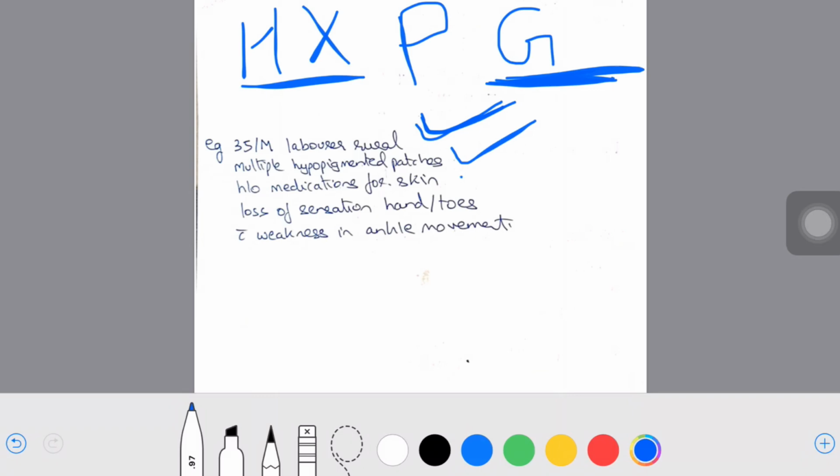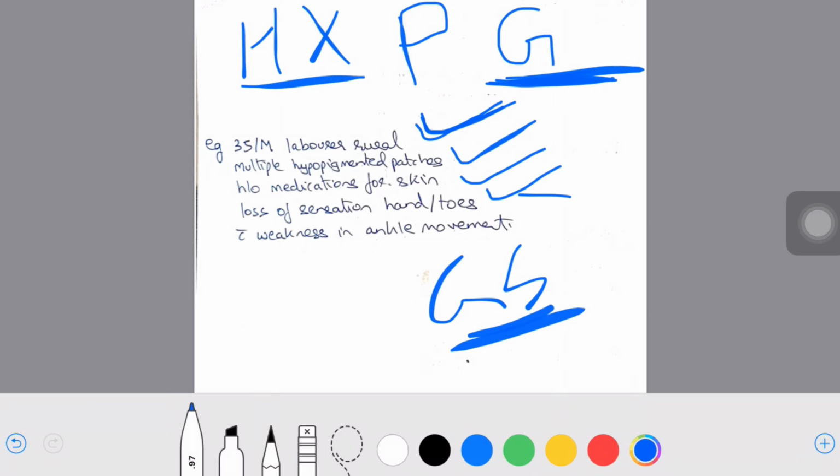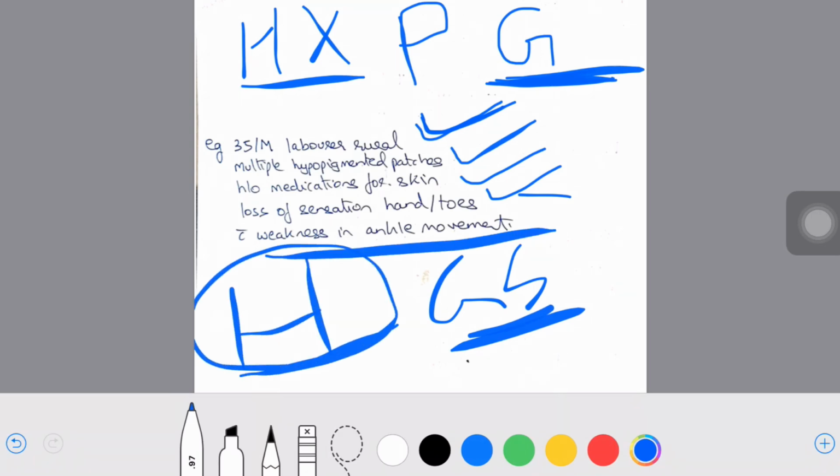History of medications for skin condition, loss of sensations in hand and toes. What is it? Glove and stocking. With weakness in ankle movement. What is your differential? Your first differential is Hansen's disease.